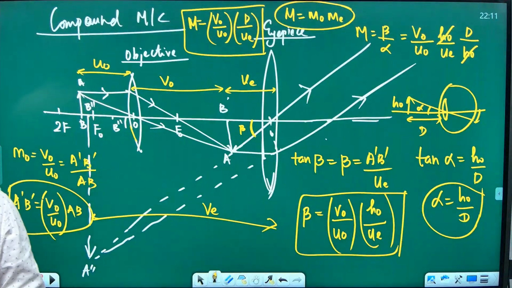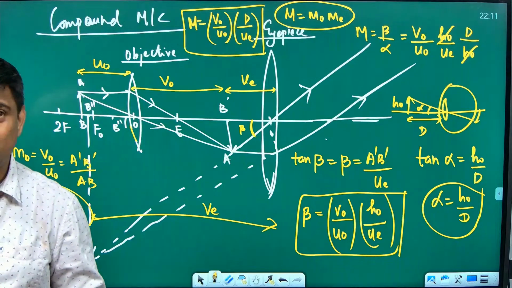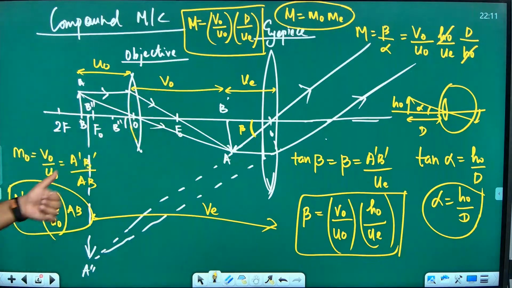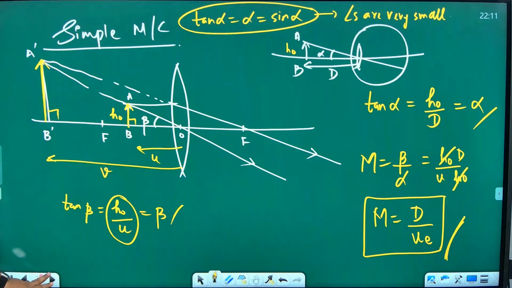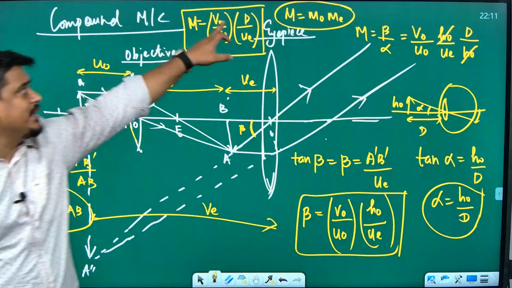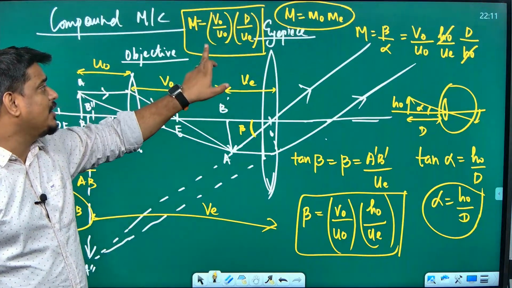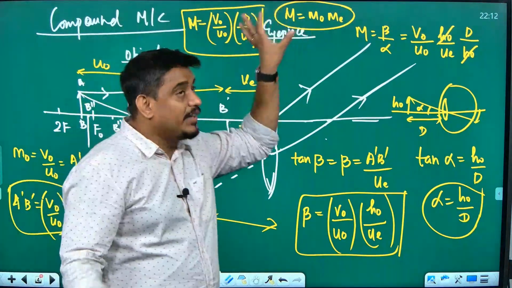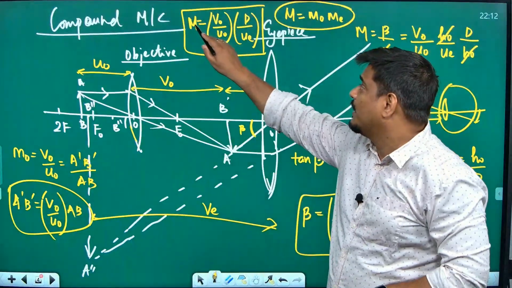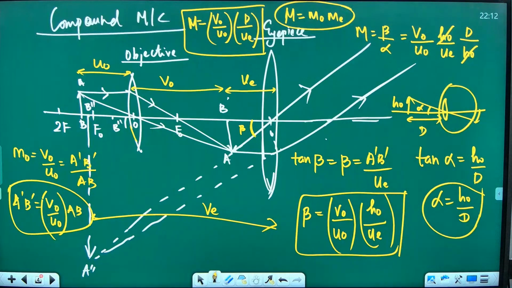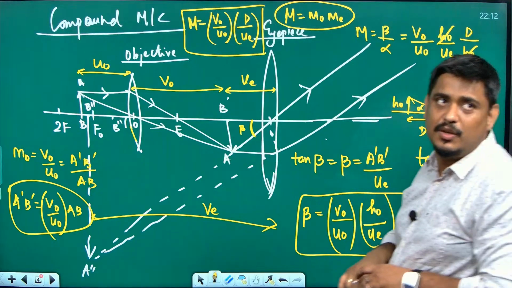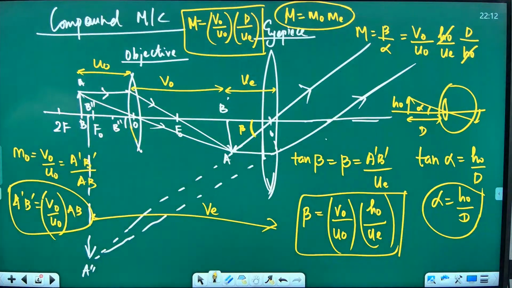I hope you are understanding what I told now. Something important I told. VO by UO is the magnification of the objective, and D by UE is the magnification of the lens, already we have got it. So, I am writing: D by UE is the magnification of the eyepiece, VO by UO is the magnification of the objective. So, the net magnification of a compound microscope is basically MO into ME. Is it clear to you? If yes, please copy this up. Whatever equations are there on the board, please copy them.